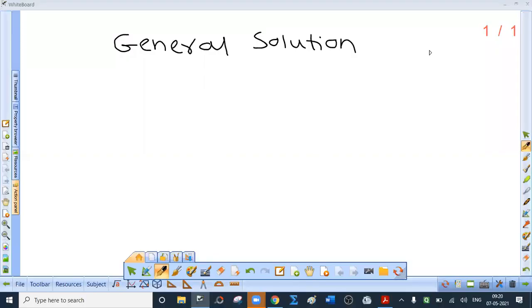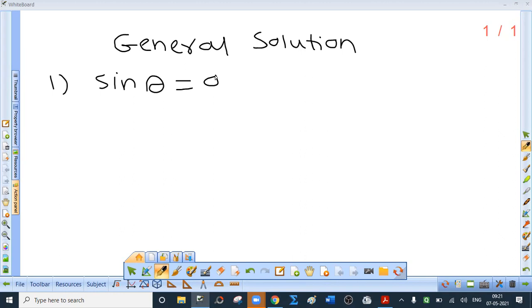Now general solution. I will again repeat the definition. The solutions of a trigonometric equation which are generalized by using its periodicity are called its general solution. Now we discuss general solution for three equations. The first one is sine theta equal to 0. See, what is sine 0? 0. What is sine pi? 0. Now we are interested in general solution and not principal. So sine 3 pi is 0, sine 4 pi is 0 and so on.